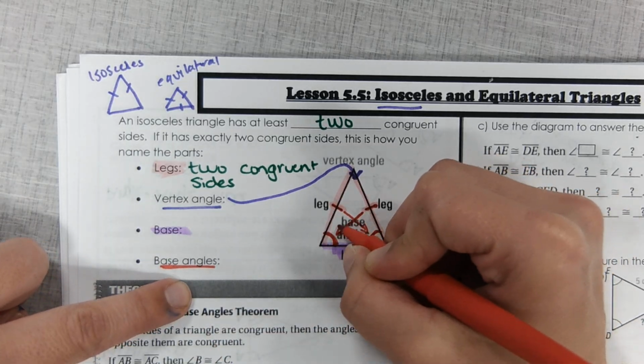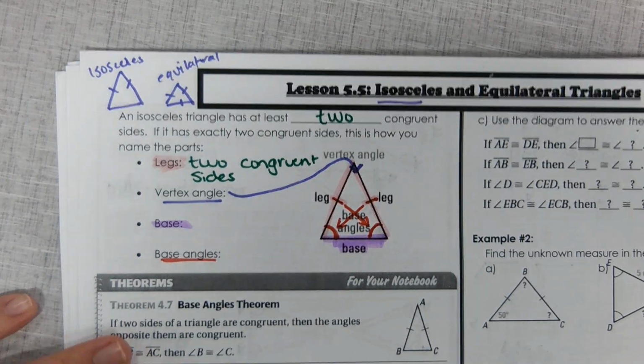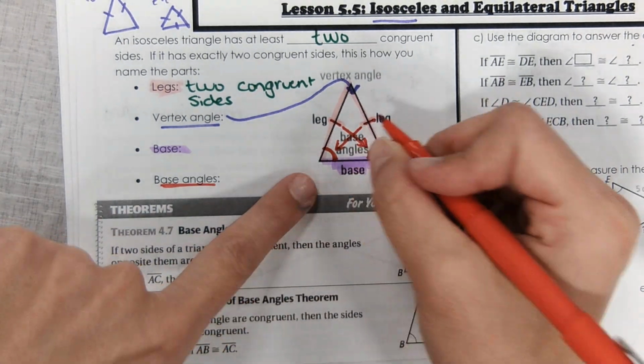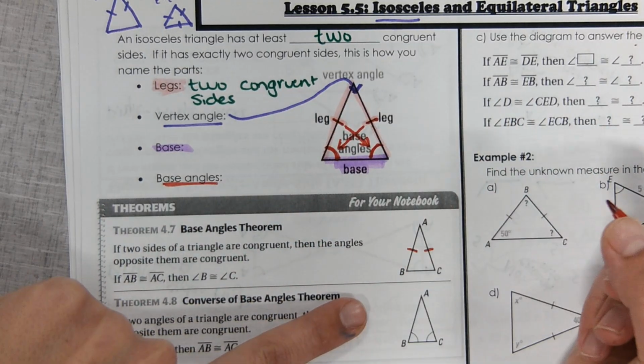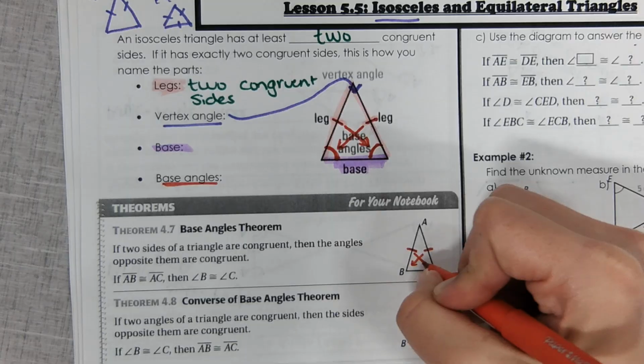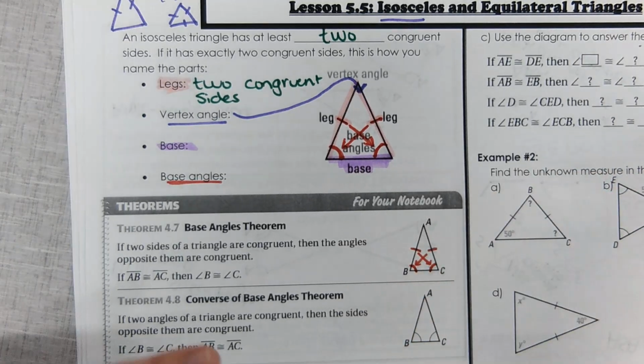They are opposite the congruent sides, and the base angles are congruent. Okay, and that segues into the first theorem for today, the base angles theorem. This is also sometimes called the isosceles triangle angle theorem, or there are different variations of this. But essentially it means what I just said. When you have two congruent sides on a triangle, the angles opposite those congruent sides, so the two base angles, are congruent. They're the same measure.